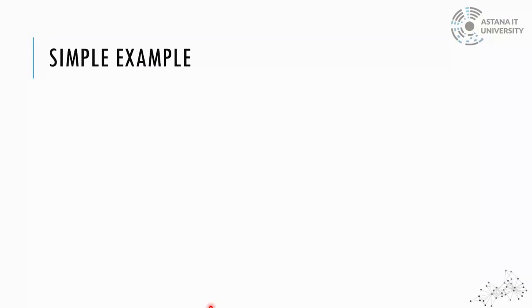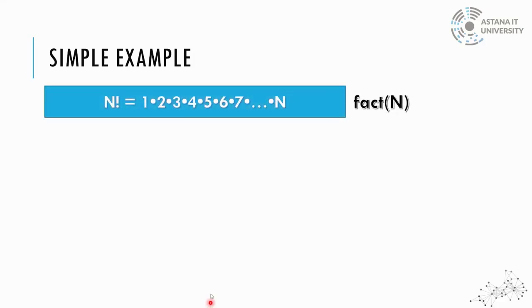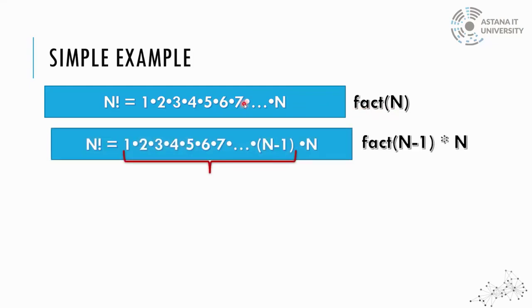Here's an example. Let's say that we need to create a method that should calculate the factorial. If you don't remember, factorial of a number is just the product of all previous numbers, starting from 1 including the given one. For example, n factorial is equal to 1 multiplied by 2, that multiplied by 3 up to n, and it could be concluded as the function factorial of n. But this can also be simplified to the form of (n minus 1) factorial multiplied by n, because the thing that stands before the n is exactly factorial of n minus 1.